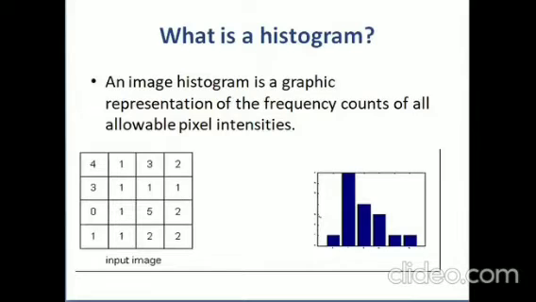An image histogram is a graphic representation of the frequency counts of all allowable pixel intensities. In other words, it is a graph on which the x-axis describes the allowable pixel intensities in the image, while the y-axis describes the number of pixel counts.